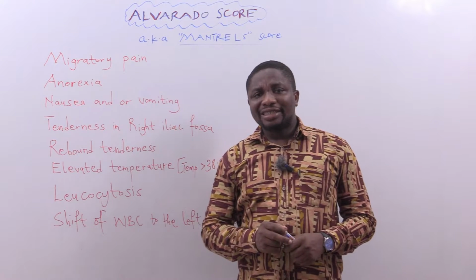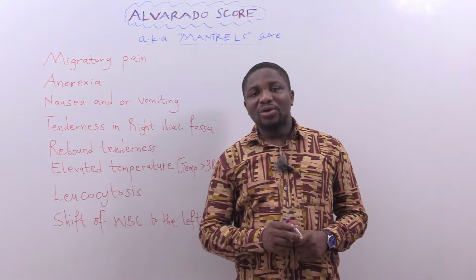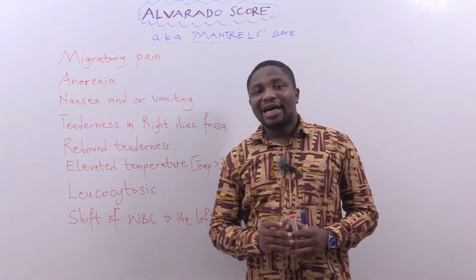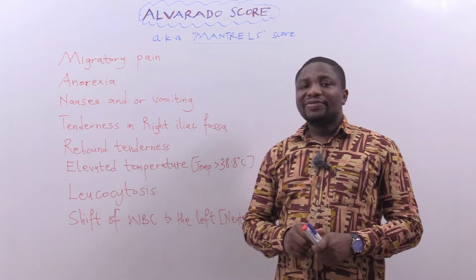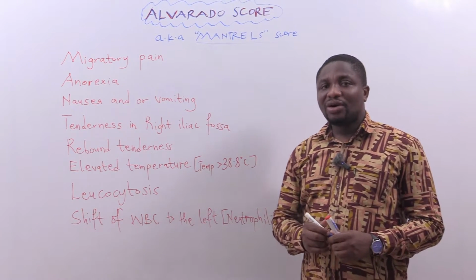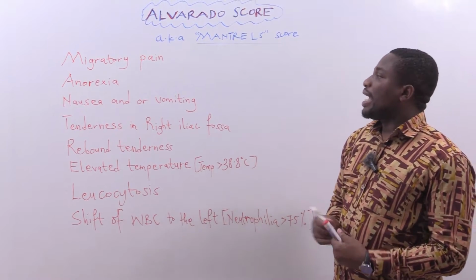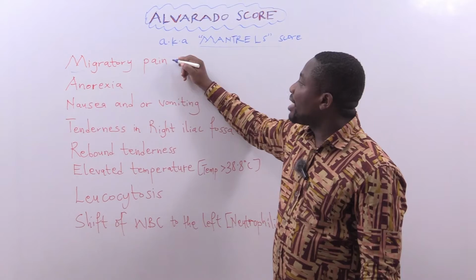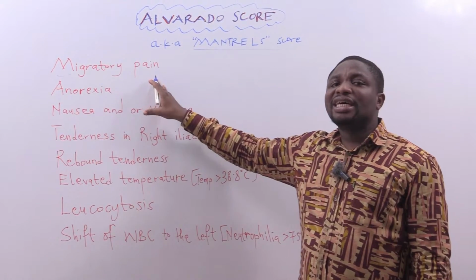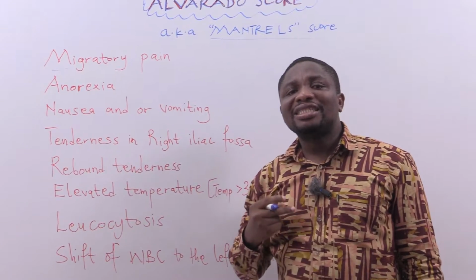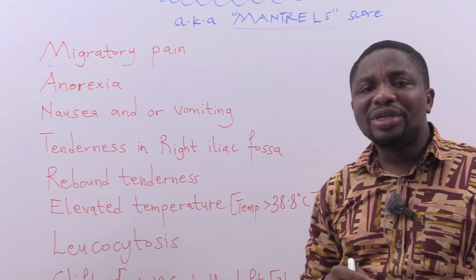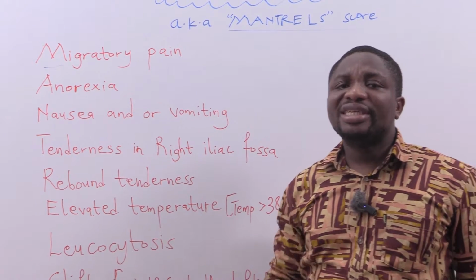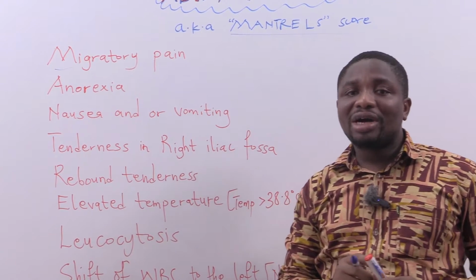Let's then move ahead and look at the components of the Alvarado score. For the components, we are going to use the acronym Mantrels. Let's start first with the first letter of the acronym. The M stands for migratory pain. Migratory pain means that the pain will start from the periumbilical region, or within the center of the abdomen, and migrate towards the right iliac fossa or the right lower quadrant.